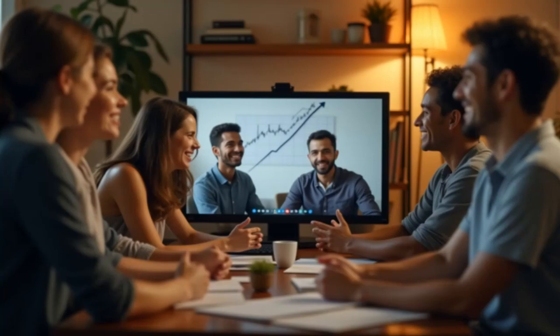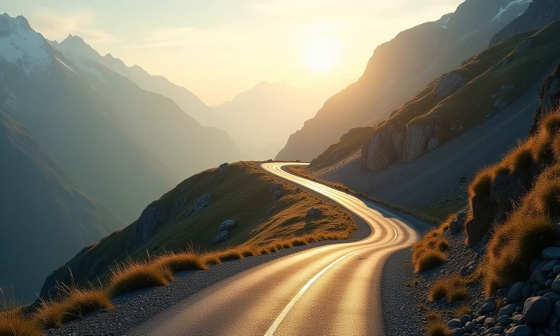Hey everyone, and welcome. Today we're tackling a core concept in investing, the relationship between risk and return. It sounds intimidating, but it's actually pretty straightforward, and understanding it is crucial whether you're a beginner or have been investing for years. So, what is the risk-return trade-off?